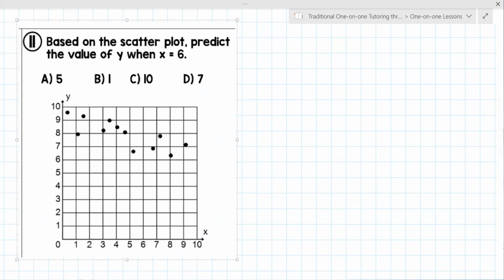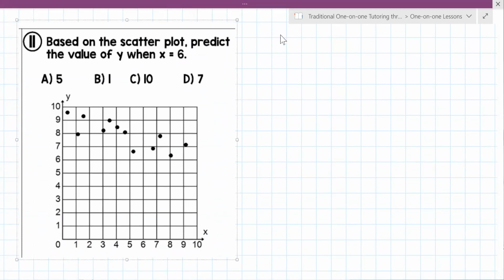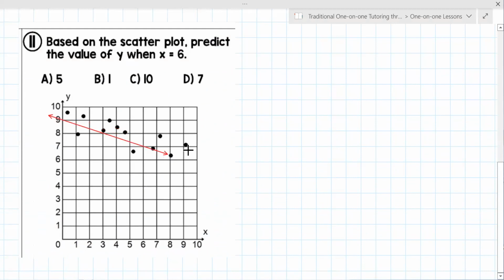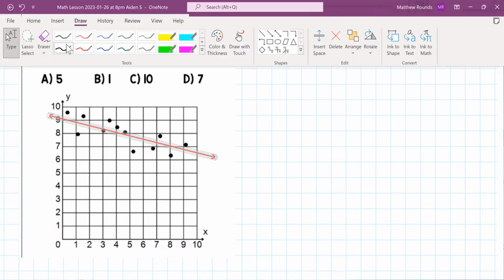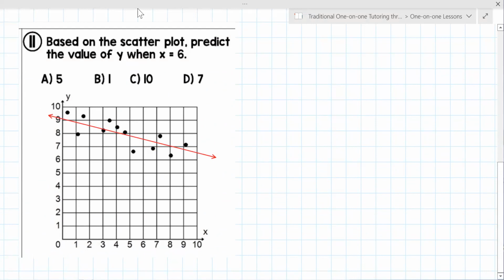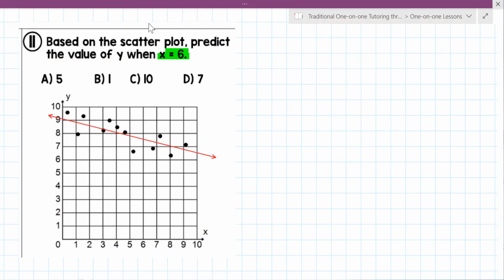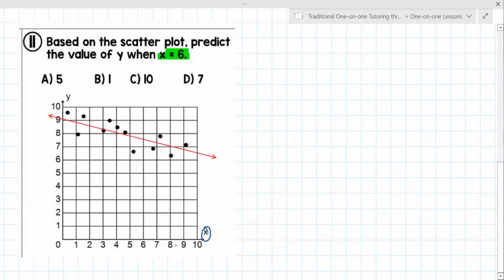Okay, so again, we want to draw a line of best fit, and it doesn't have to be perfect. It just has to be, I don't know, roughly correct. Maybe that one's good enough. Okay, now this time they're telling you that X is 6. So you go to the X-axis, you find 6, and you go up until you hit the graph. And then you go left until you hit the Y-axis.